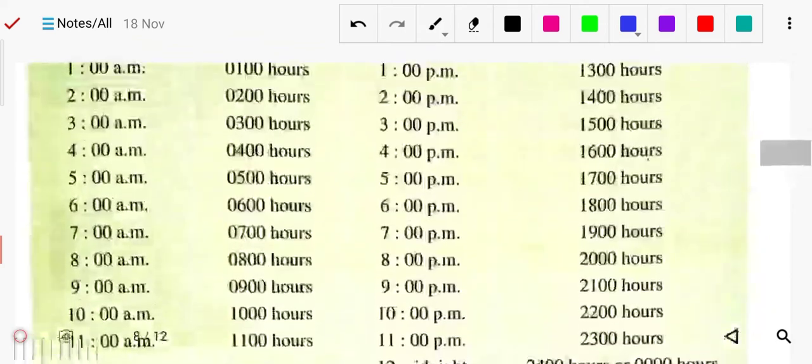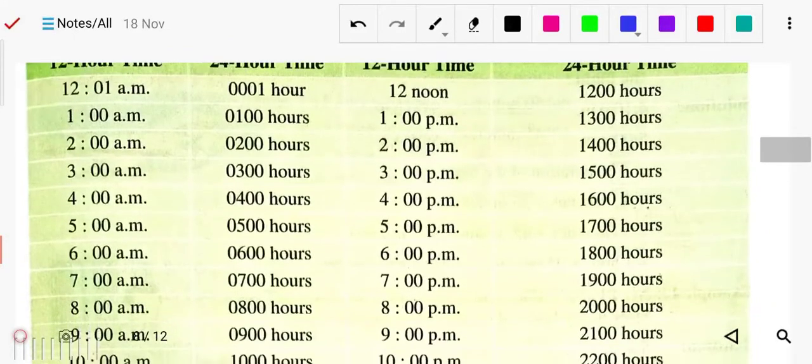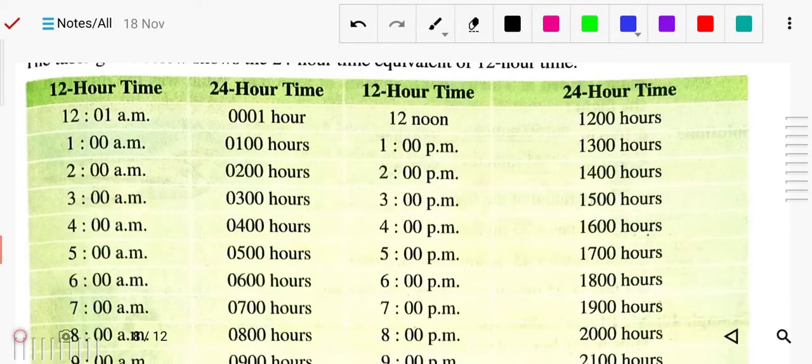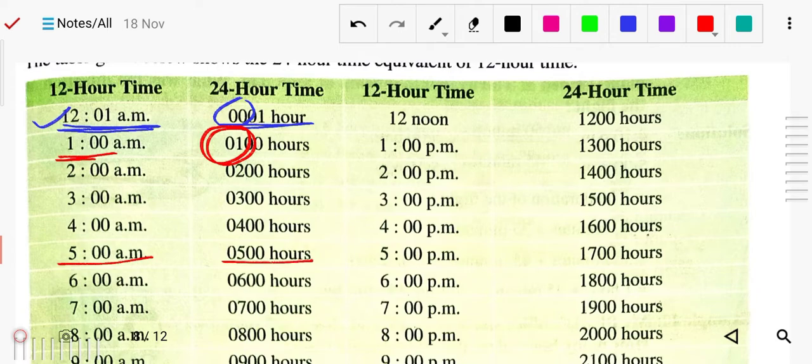You can see this table, and you will understand better. In 12-hour time, 12:01 means midnight, when a new day has started. In railway time, the hour part will be 0 and the minutes 01. Likewise, when it is 1 AM, the hour part is 1. When it is 5 AM, it is 5 hours. One common thing is that whatever the hour is in the AM part, the same hour is here, except 12, which is treated as 0.